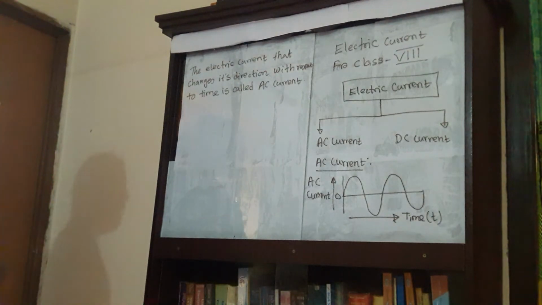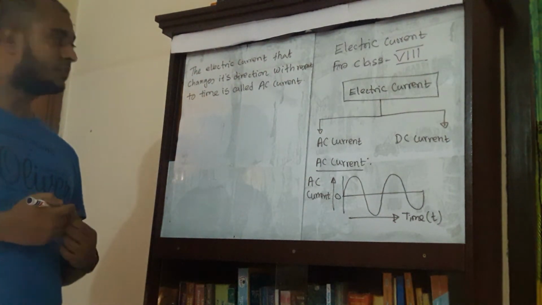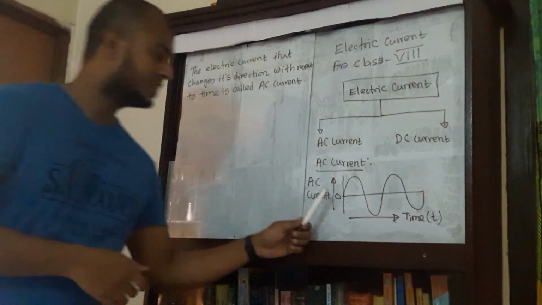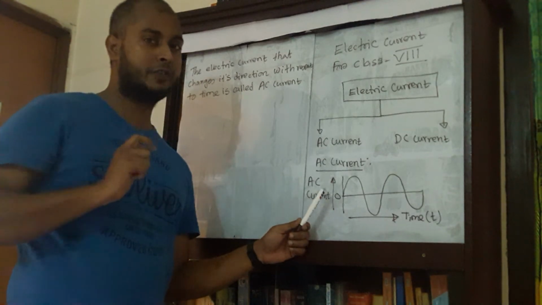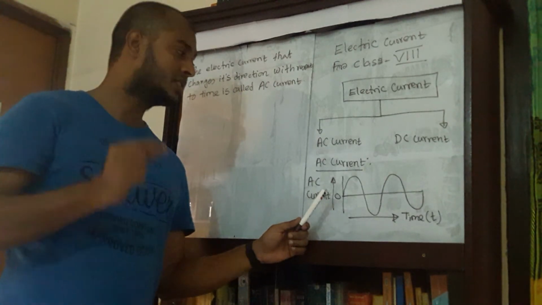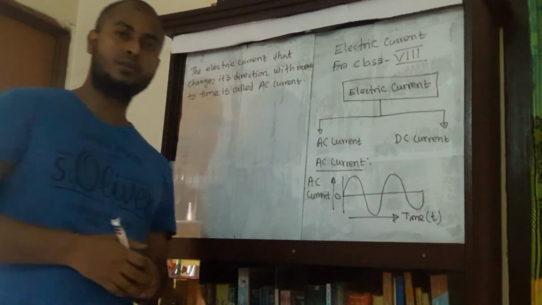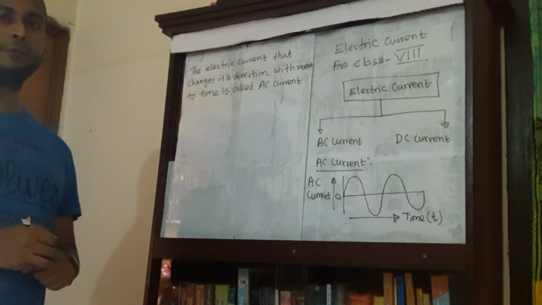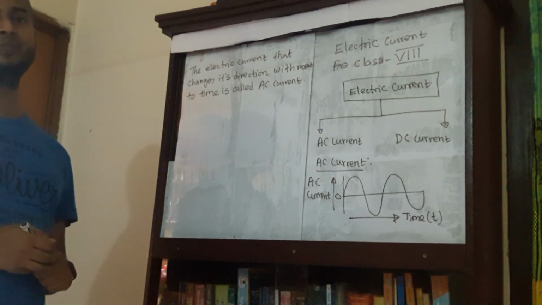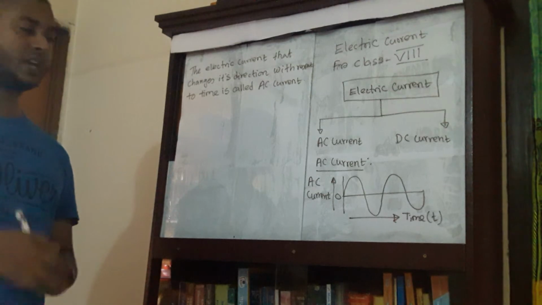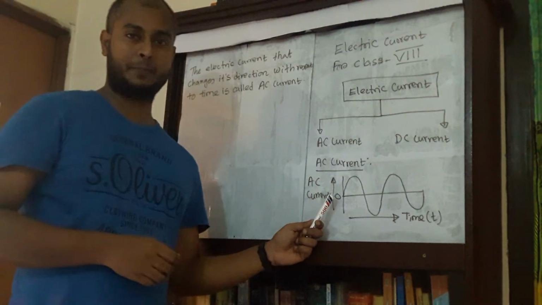Now, boys and girls, some characteristics or behavior of AC current. At first we see that this AC current changes its direction. This is the first behavior. This AC current changes its direction with time. In Bangladesh, the AC current that we use changes its direction 50 times per second. That means in 1 second, our country's AC current changes its direction 50 times.